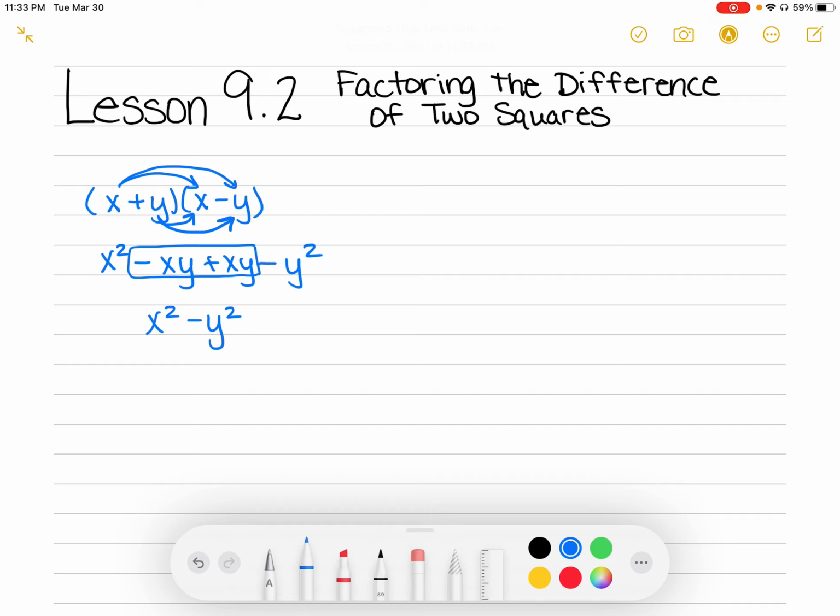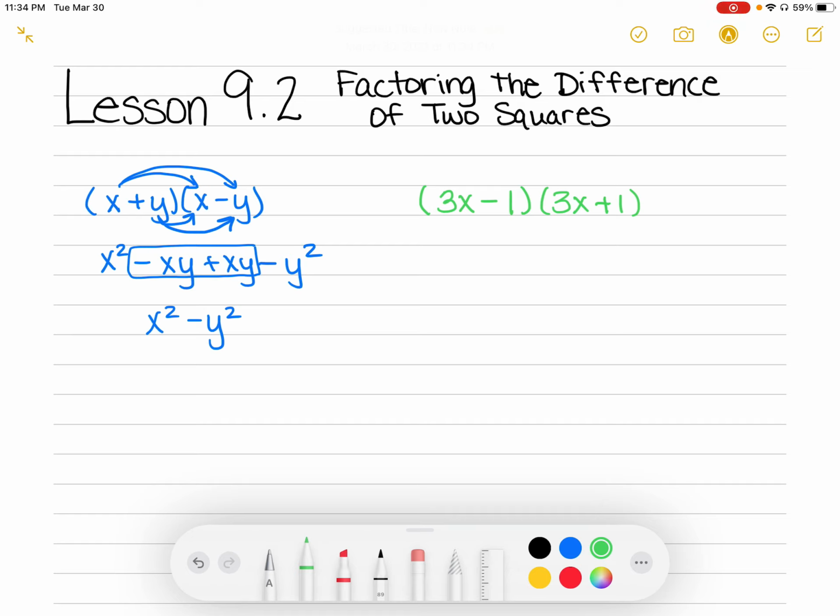Okay, today we're going to be working backwards. We're going to start with this right here, and we're going to work to get this. Okay, but let's do one more multiplication like this just to make sure that you've got it. So let's say we had, let's do 3x minus 1 and 3x plus 1.